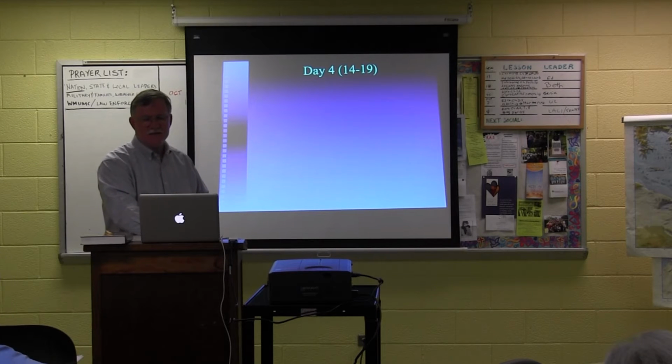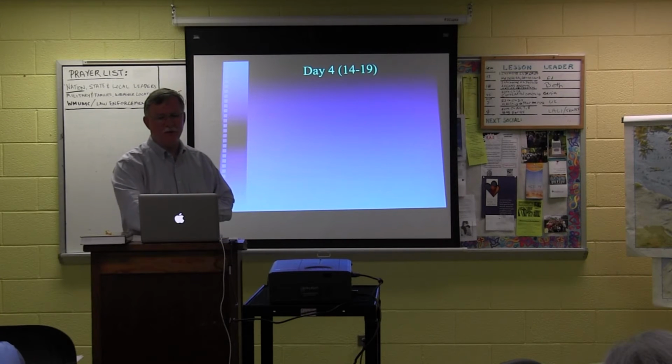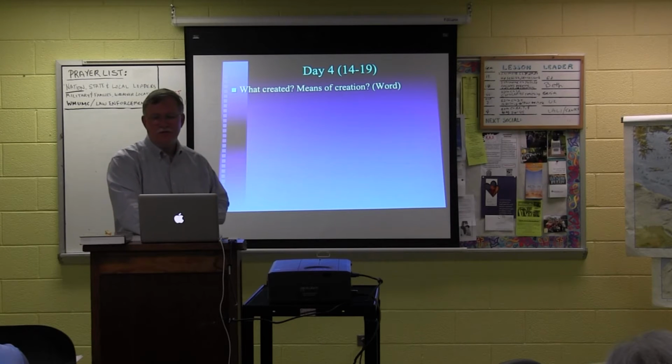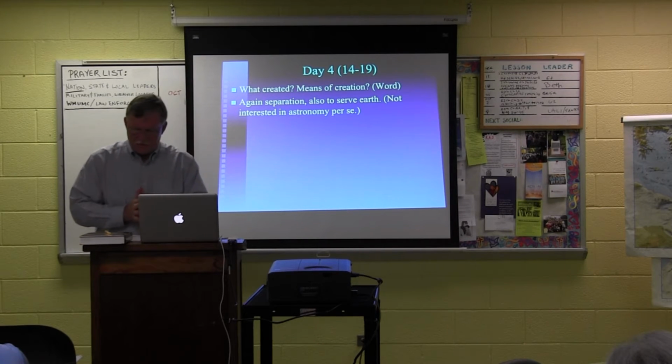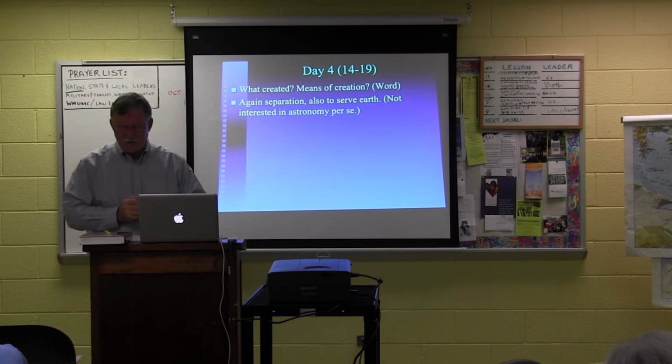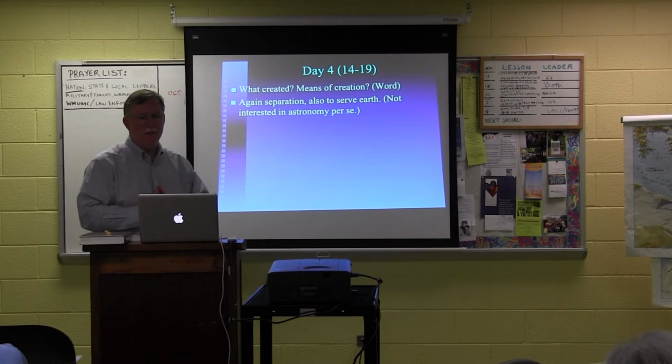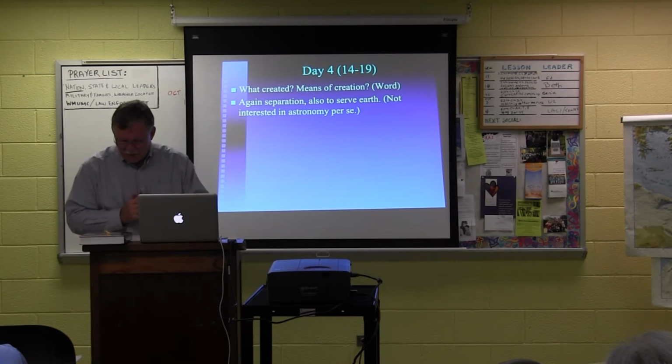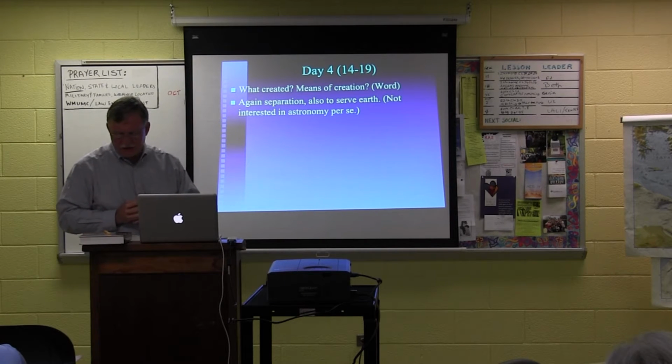The next days, I'm going through it more quickly again, but it talks about the greater light and the lesser light. We would call them the sun, the moon, and the stars that are being made. The reason they're mentioned in verse 18 is to govern the day and the night, to separate light from darkness.